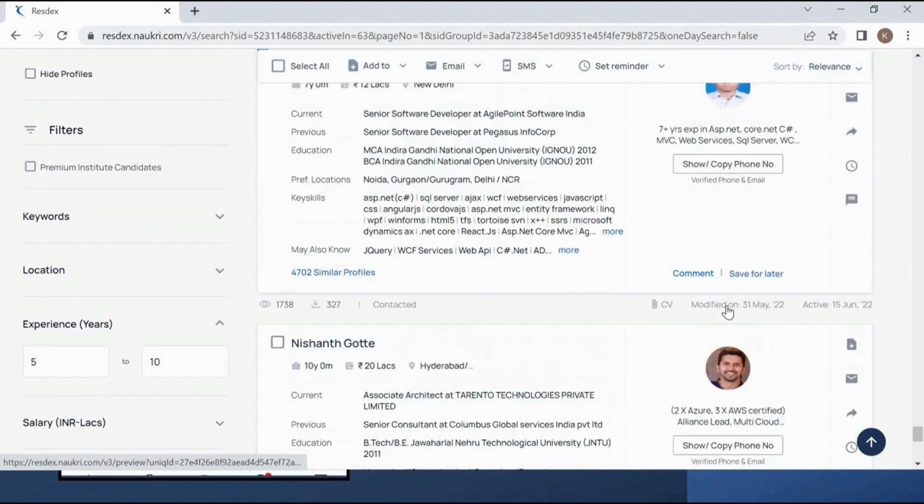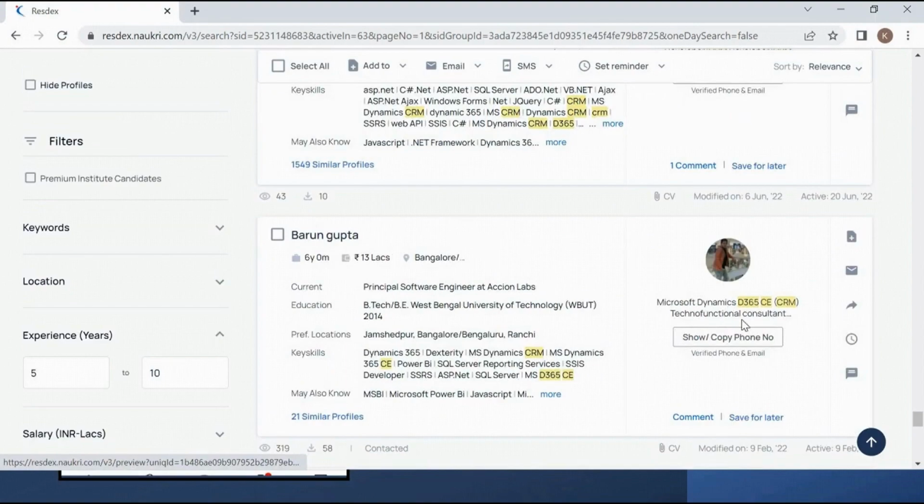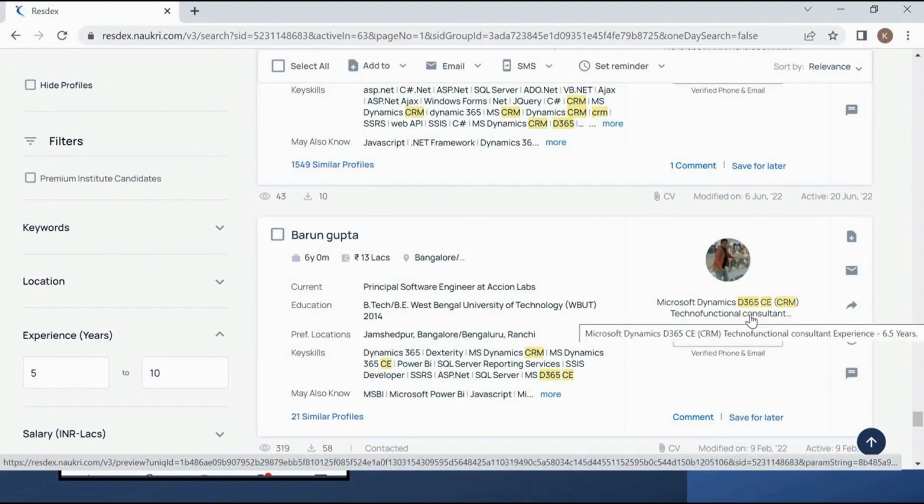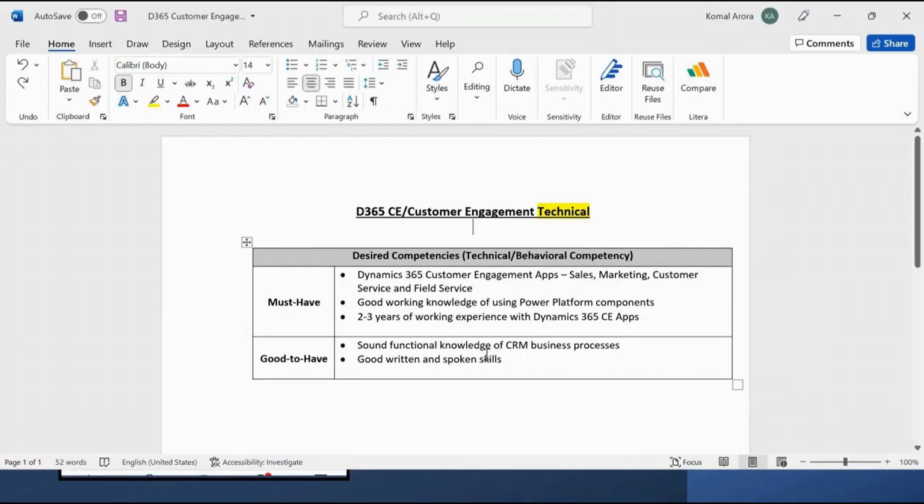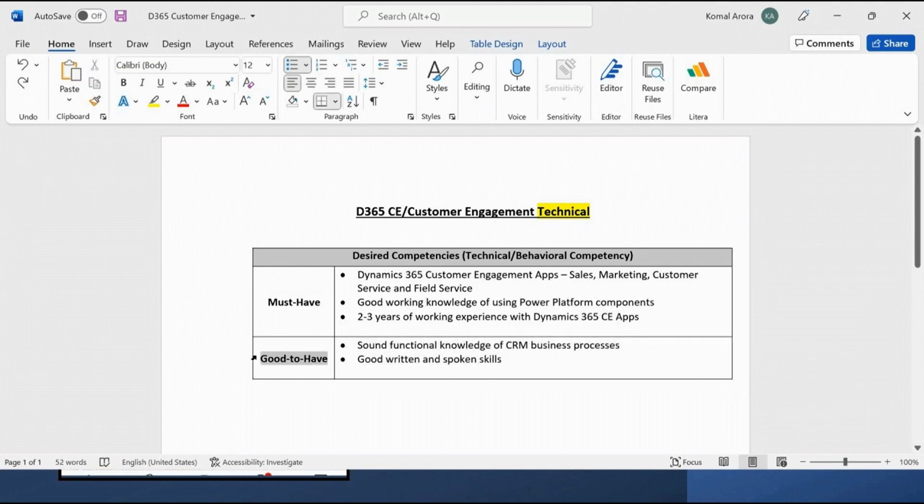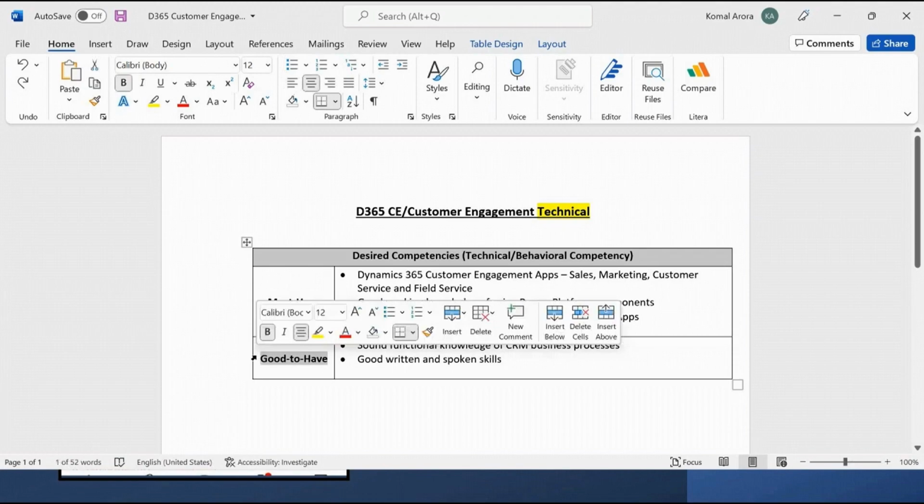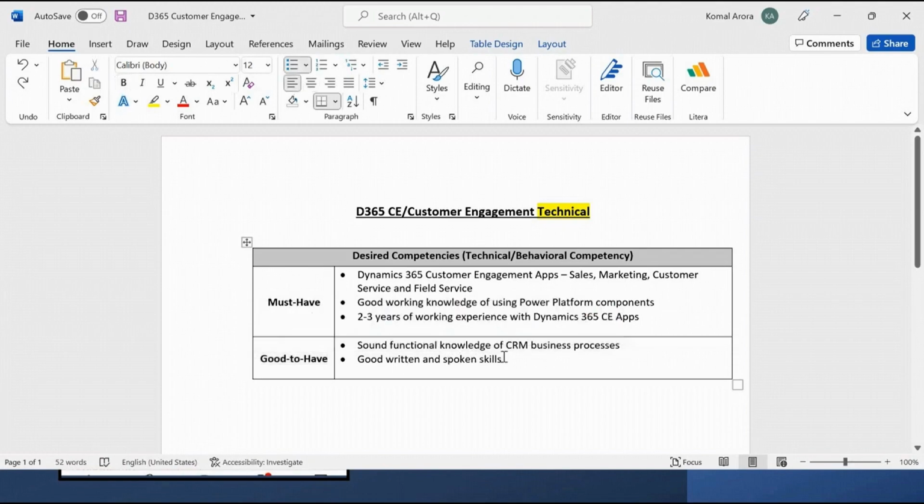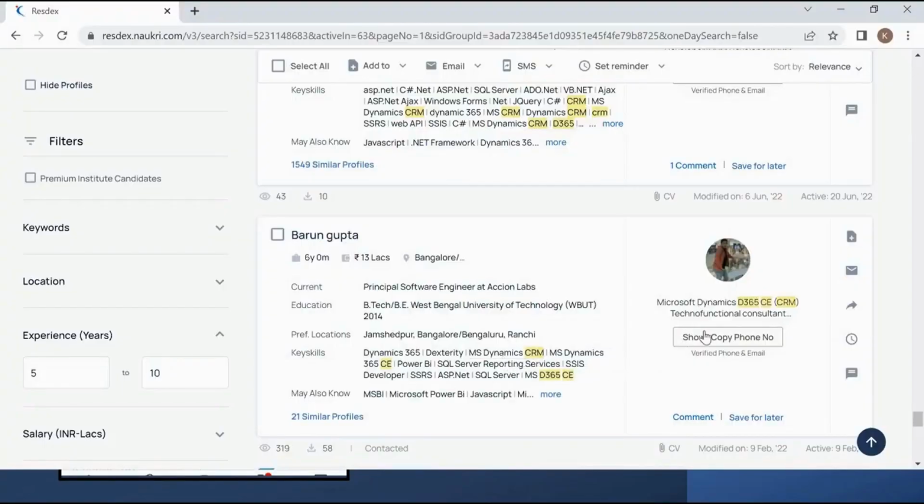the functional. If I go upstairs, so friends, this is a techno-functional consultant. Techno-functional means this person is technical as well as functional. Okay. And as per my JD, if the person has sound knowledge of the functional, that is good to have. Okay. That would be added as an advantage. It is not mandatory, but if the person still has a sound knowledge of the functional, that is acceptable. Okay. Good to have. So this is a techno-functional consultant. We can talk to this candidate.